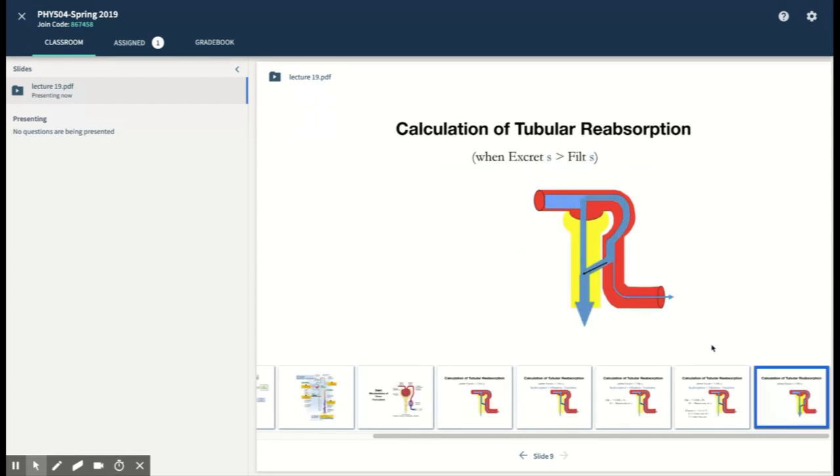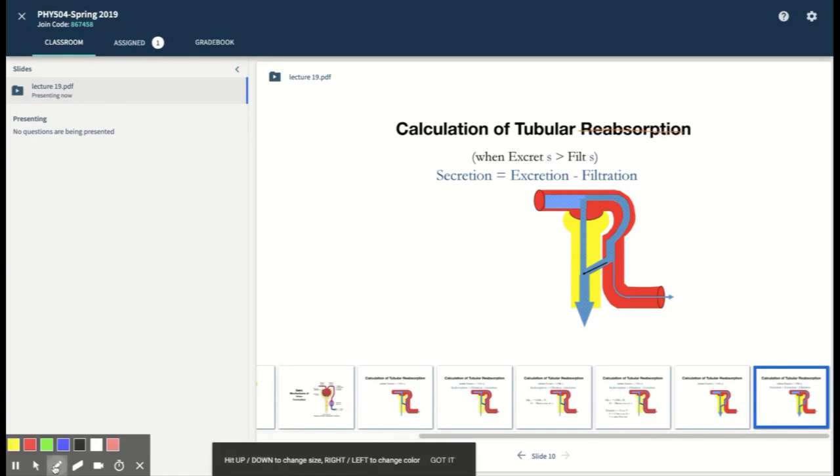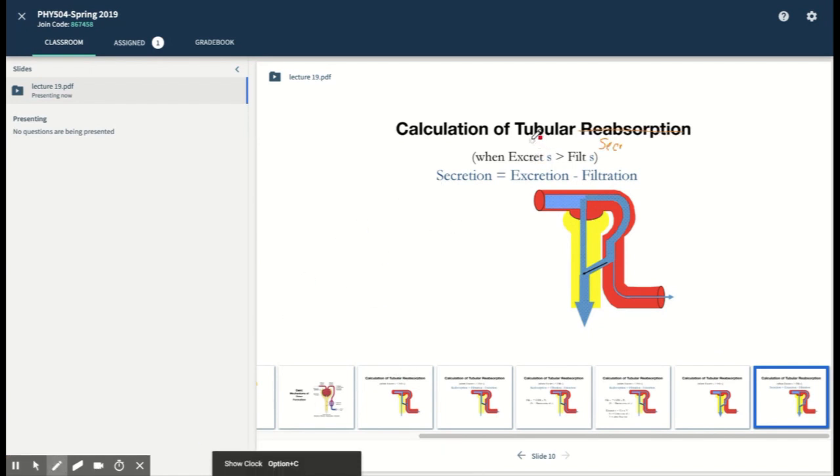So let's look at secretion. I didn't change the title, sorry. That's supposed to be secretion. So we're going to look at net secretion, which is something that we talked about already with one particular molecule. Do you guys remember what it is?